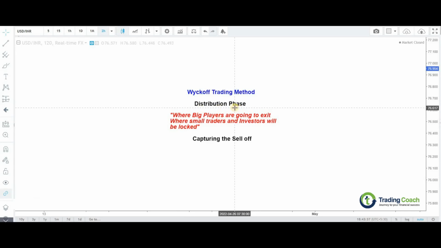The distribution phase is a point on the chart where the big players exit from the stock or the asset. Unfortunately, at the same time, small traders and investors will be buying that asset. The stocks or assets change hands from big players to small traders. If you can understand the distribution phase, you can capture the big downtrend.